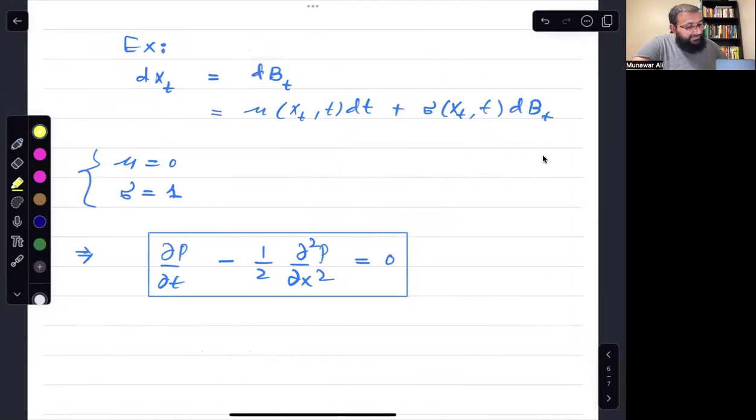The process is Brownian motion, and this is the corresponding Fokker-Planck equation, which is what we call the heat equation. So you can compare an SDE with the Fokker-Planck equation easily.